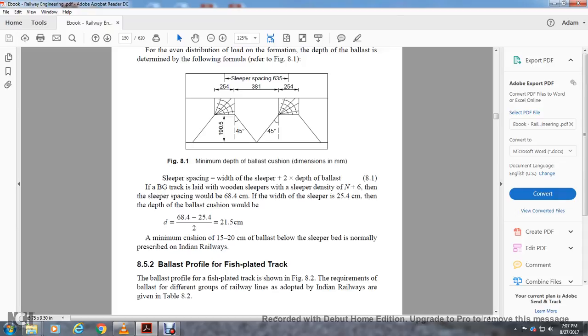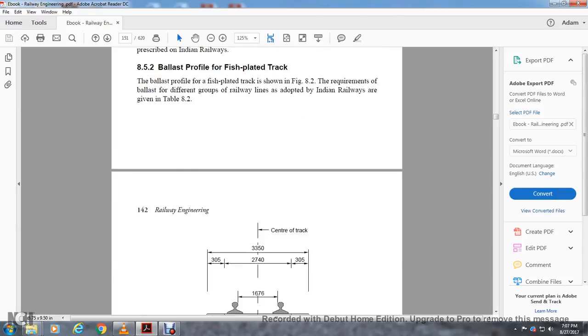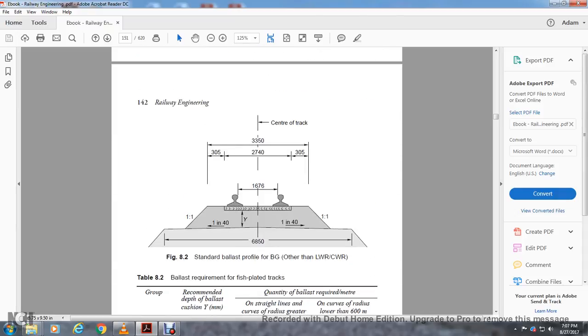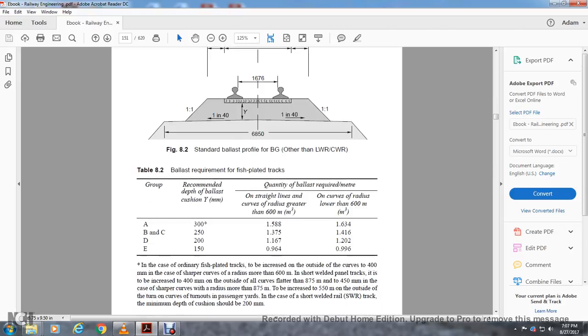Ballast profile for fish-plated track. The profile of the fish-plated track is shown in Figure 8.2. The requirements of the ballast for different groups of rail lines adopted by the Indian Railways are given in Table 8.2. Standard ballast in millimeters. Also, it differs from standard railways in America.